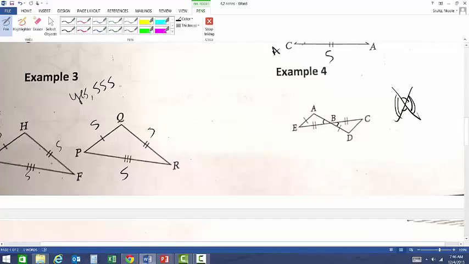Now this one we got to be careful. I see a side marking, an angle marking, and a side. So it would appear SAS, but on this side I have a side and an angle. So I have over here SSA, and over here I have SAS. So these do not match each other, so they are not congruent.